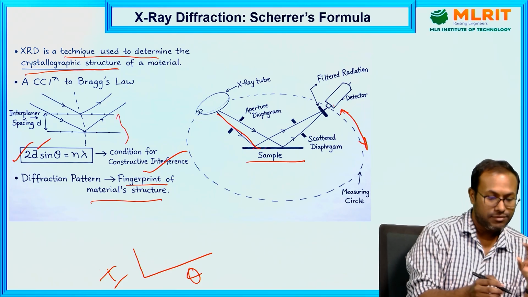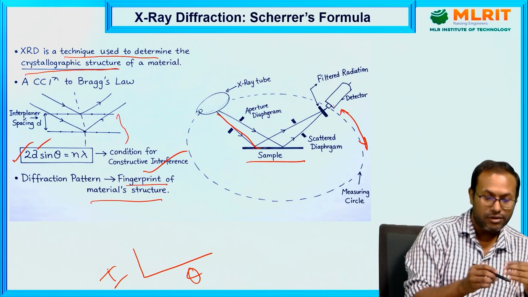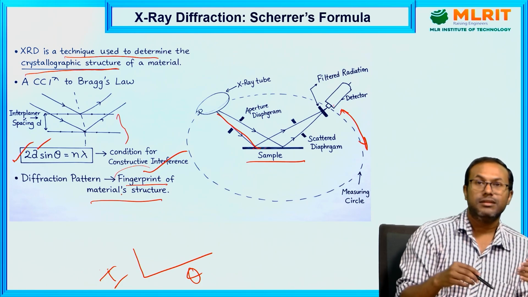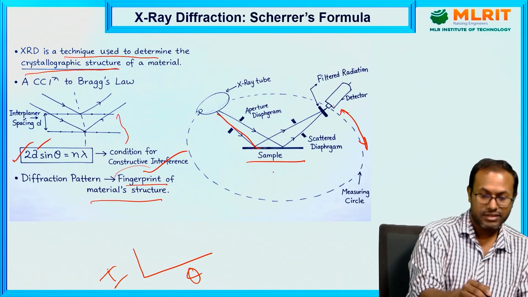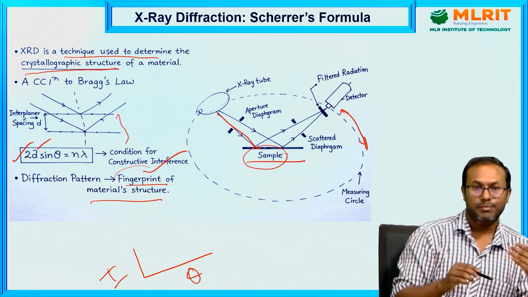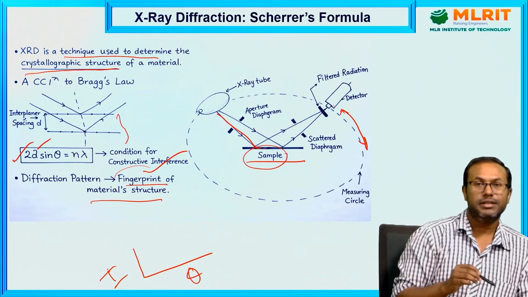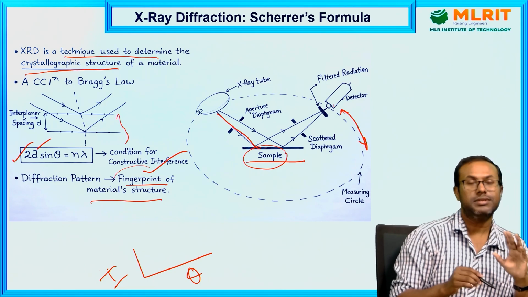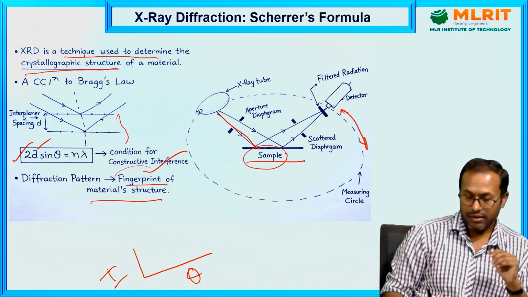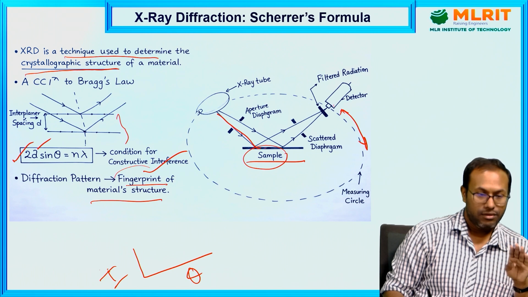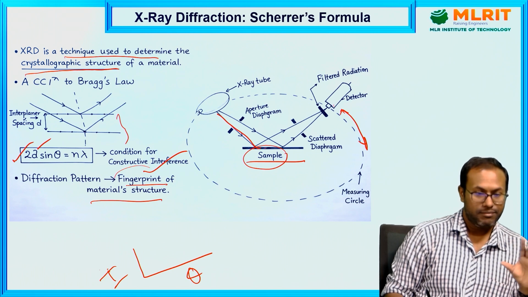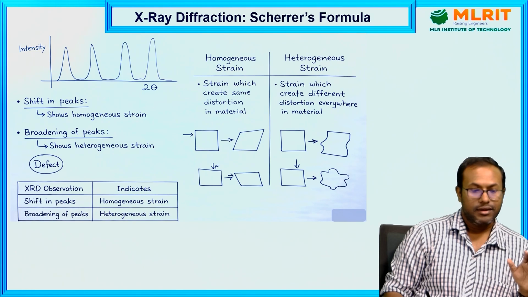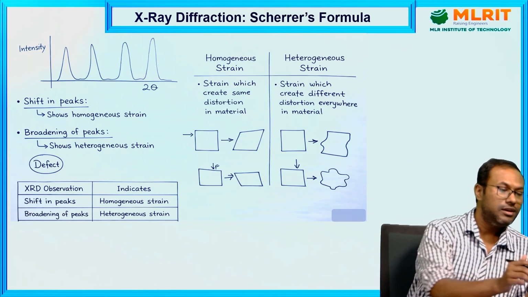From the diffraction patterns we can give some idea about the crystal structures or the structure of the sample. It is simple cubic, body centered cubic, or face centered cubic. What are the lattice parameters? All the ideas we can get. So we already discussed the X-ray diffraction patterns and Bragg's law.